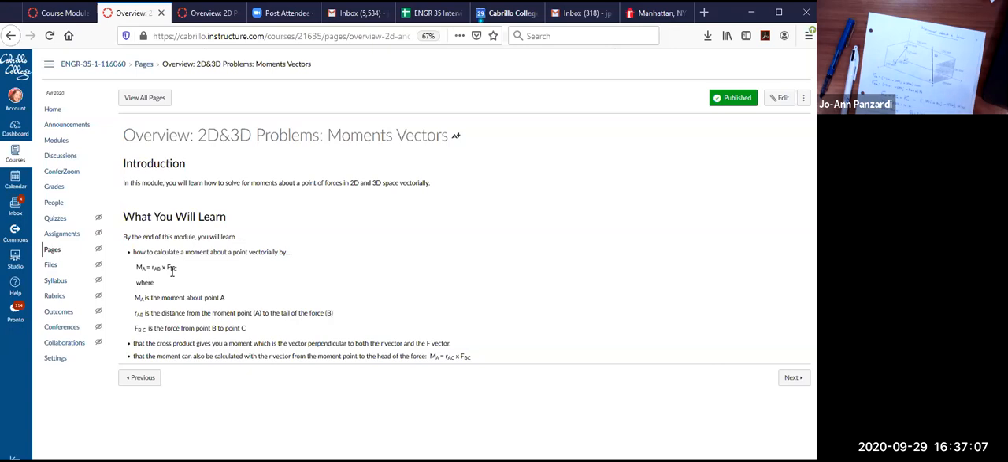Although I taught it that way, I want to add to you, and you'll see on one of my solutions for the homework, your R vector could go from the point you're finding the moment about to the tail of the force, but your R vector actually could go from the point I'm finding the moment about to any point on the force.